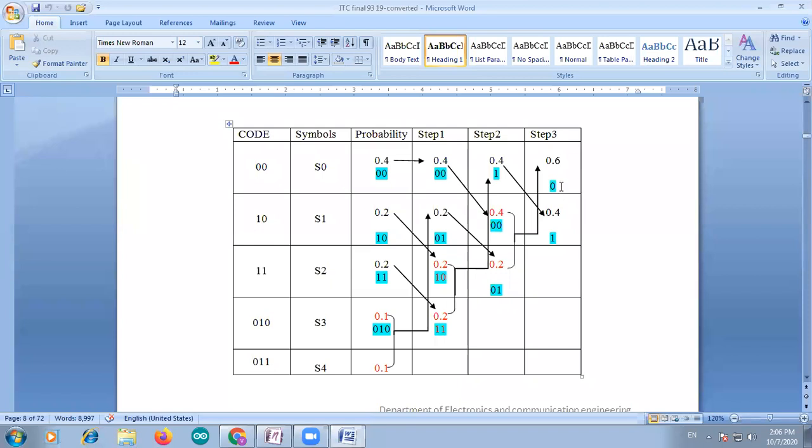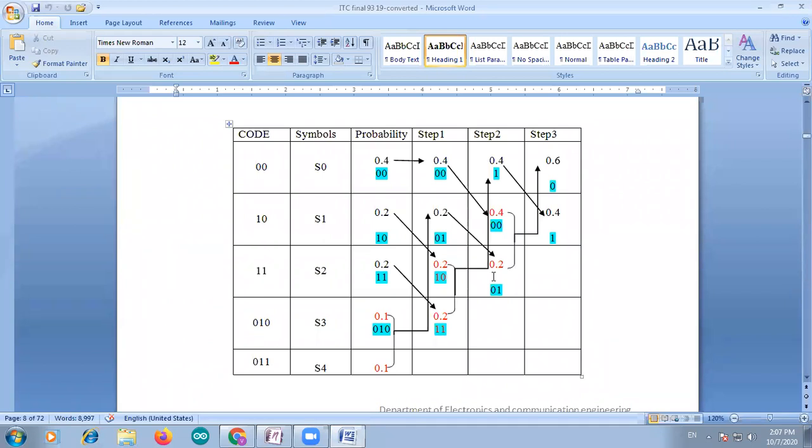At the last step, the higher probability is assigned 0 and the lowest probability is assigned 1. Then that condition has to be carried forward to the previous step. For the merged probability, the first digit value is the same, and the second digit is 0 for the highest probability and 1 for the lowest probability. Likewise, you can follow the procedure to assign the code words for the particular symbols. So that is the Huffman code.